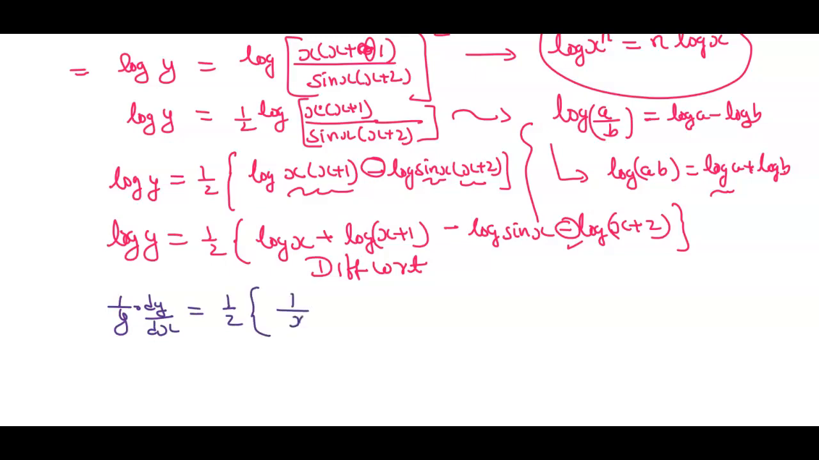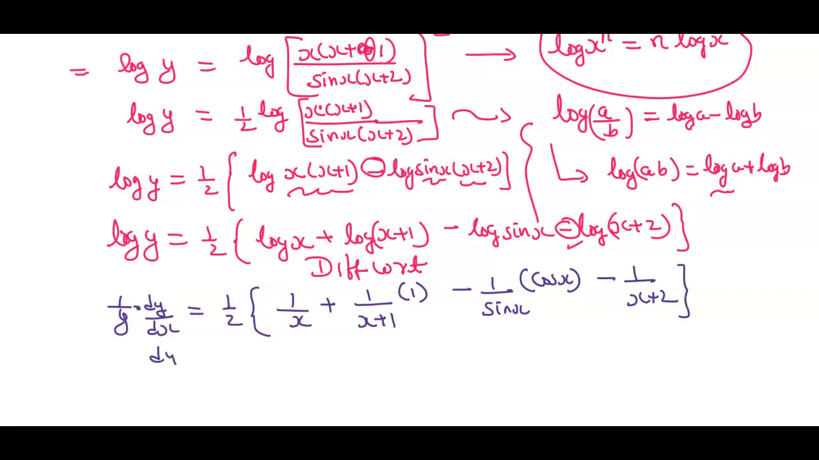Derivative of log x is 1 by x, derivative of x is 1, it is 1 upon x plus 1, derivative of x plus 1 is going to be 1 plus 0, which is 1. Derivative of log sin x is 1 upon sin x, and derivative of sin x is cos x, minus 1 upon x plus 2. Further, dy by dx, I am going to take this y on the other side, it is y by 2.